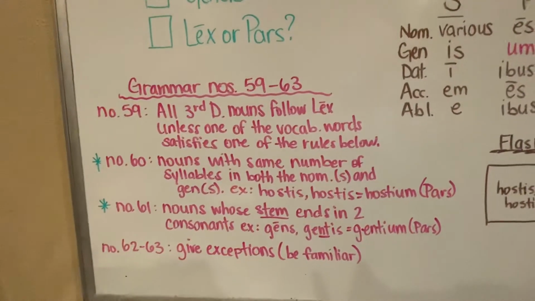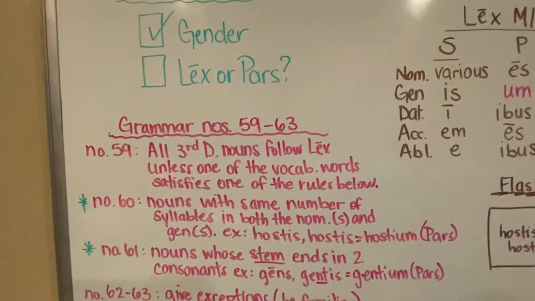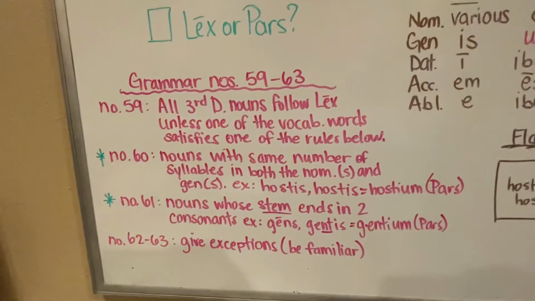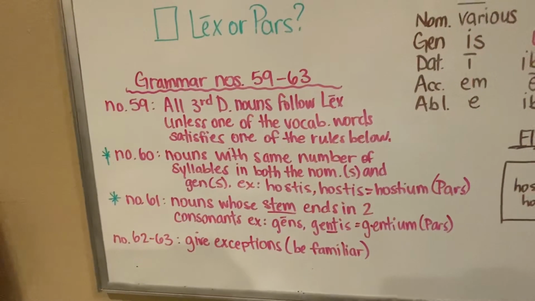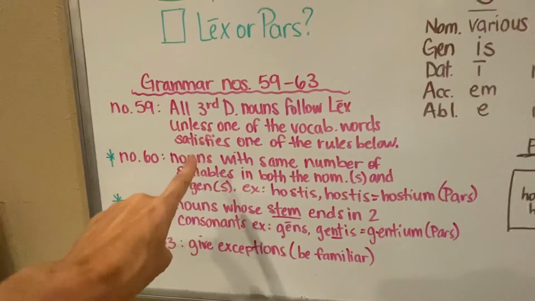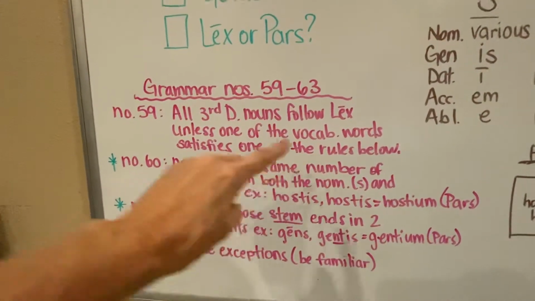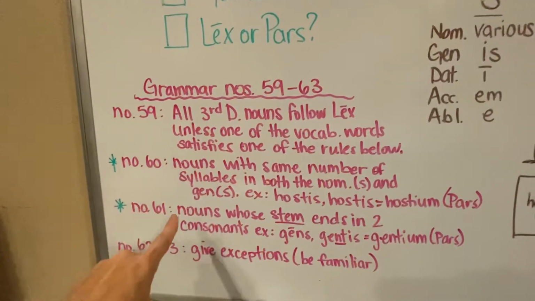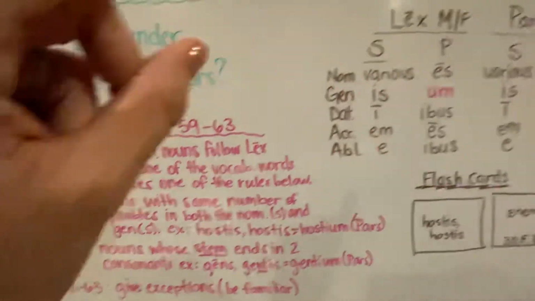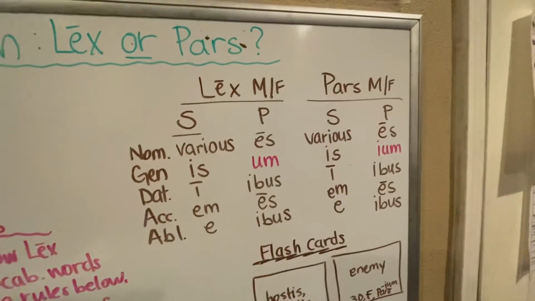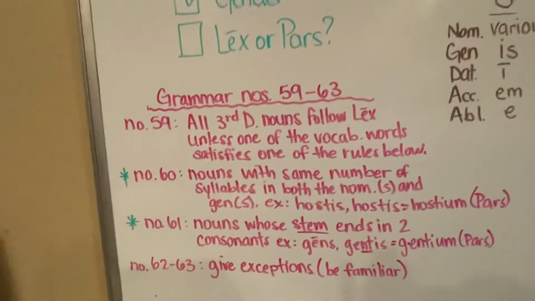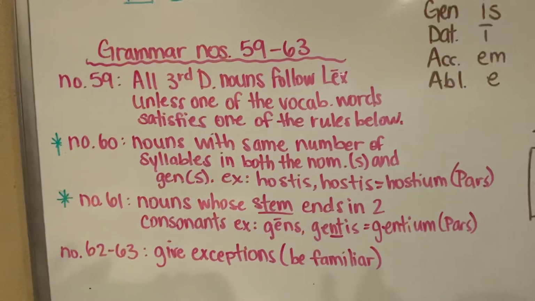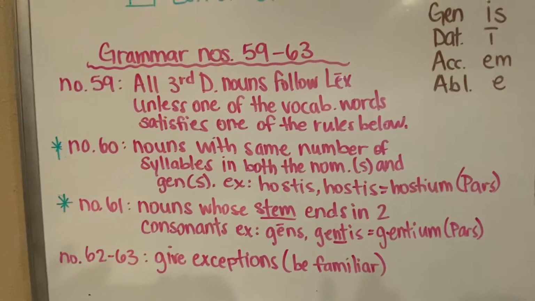Okay. So in the grammar book, it's numbers 59 through 63. I summarized 59 really quickly and said, all third declension nouns follow lex unless the vocabulary word satisfies one of the following rules here. If it satisfies one of these rules, then you know that vocabulary word is going to belong to the pars. So we come back here and look at rule number 60, which says nouns with the same number of syllables in both the nominative singular and genitive singular.